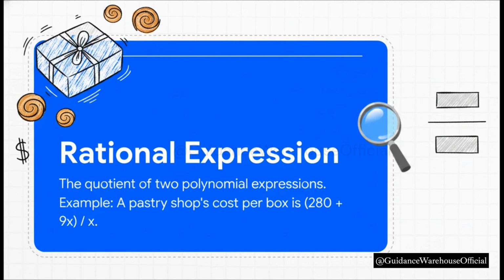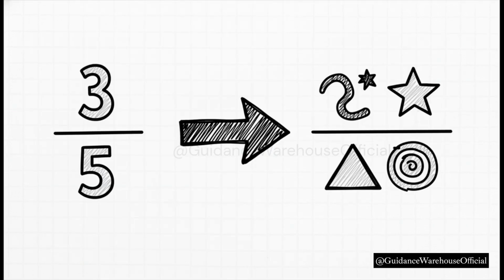Let's make it real. Imagine a pastry shop. They've got fixed costs, let's say $280 for rent and utilities, and it costs $9 in ingredients to make each box of pastries. So the total cost is 280 plus 9 times x, where x is the number of boxes. Now, if you want to find the cost per box, what do you do? You just divide the total cost by x, the number of boxes, and boom, just like that, you've got yourself a real-world rational expression.